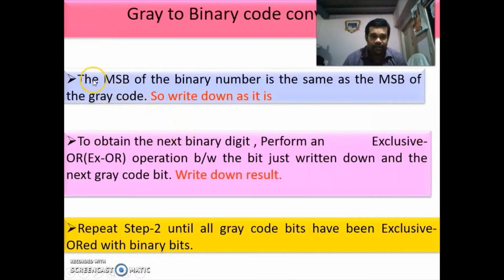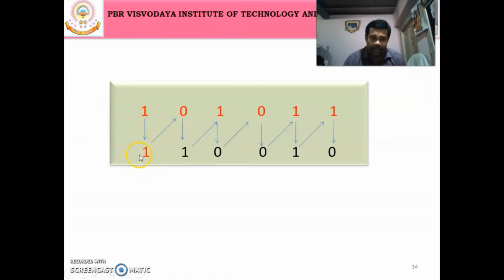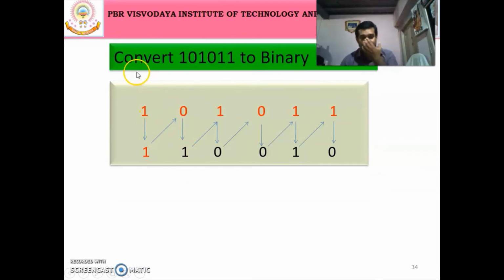So first we write the MSB as it is. Then to obtain the next binary digit, we perform an exclusive OR operation between the bit just written down and the next gray code bit. This is the bit we have just written, and this is the next gray code bit. So this is the gray code and this is the binary. First we write the MSB of the gray code as it is. Then we XOR this with this number, and write the answer.